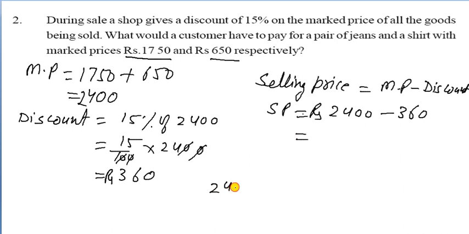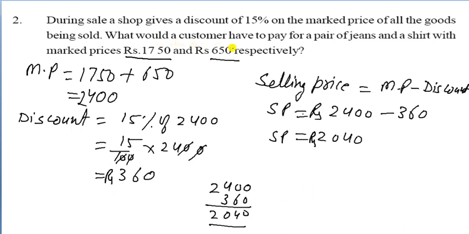So what will happen? We can subtract here 2400 and here is 360. Here is 0 and here is 4, and 3 minus 3 is 0, and it is 2040. 2040, and that one is your answer. It is the selling price. So you have to write selling price.